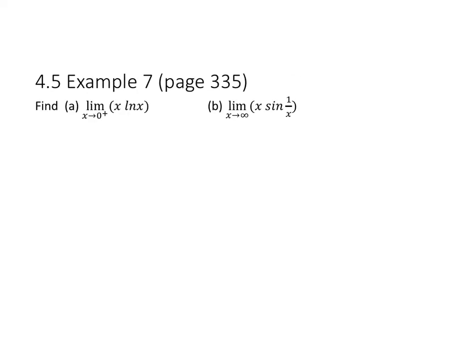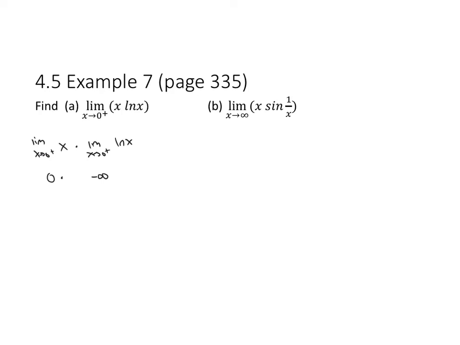Example 7 on page 335 is showing exactly this. We're looking at the limit as x goes to 0 of x times ln x. And when I evaluate this separately, the limit as x goes to 0 from the right of x is 0. And then the limit as x goes to 0 from the right of ln x is going to be negative infinity.